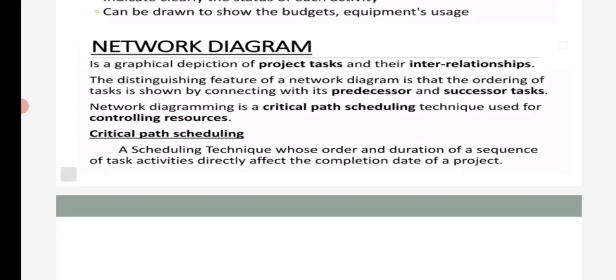The network diagram is also used to show the interrelationships within the project. Then critical path scheduling: the scheduling technique whose order and duration of the sequence of task activities directly affect the completion date of the project.